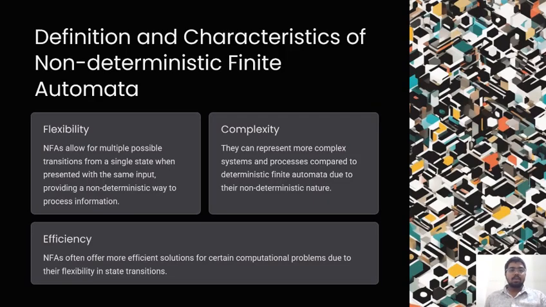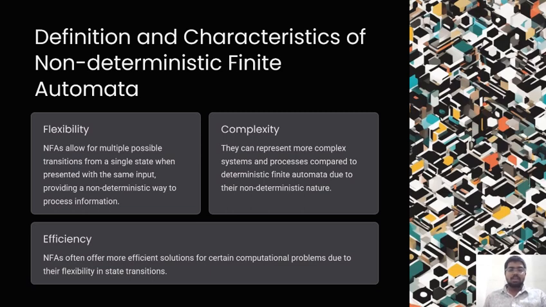Moving towards the next topic, definition and characteristics of non-deterministic finite automata. Flexibility, complexity, efficiency. Flexibility means an NFA allows for multiple possible transitions from a single state when presented with the same input, providing a non-deterministic way to process information. Complexity: they can represent more complex systems and processes compared to deterministic finite automata due to their non-deterministic nature. Efficiency means an NFA often offers more efficient solutions for certain computational problems due to their flexibility in state transitions.